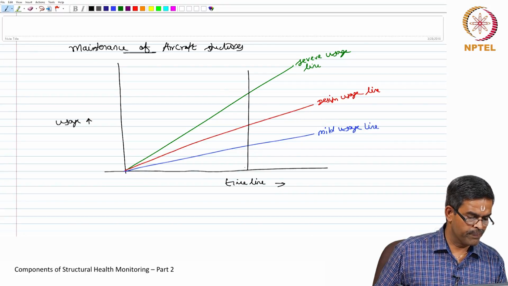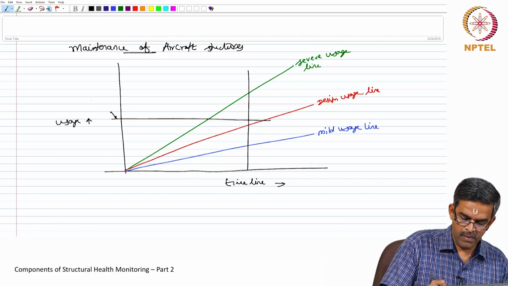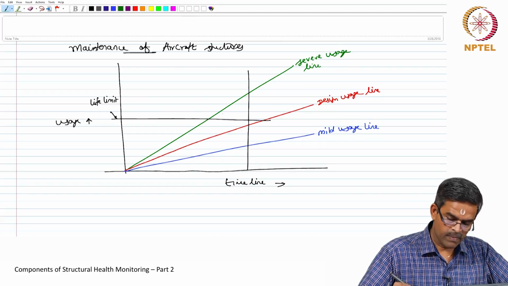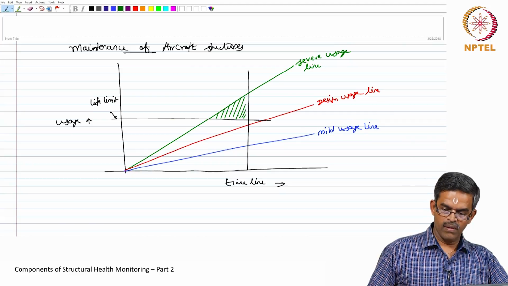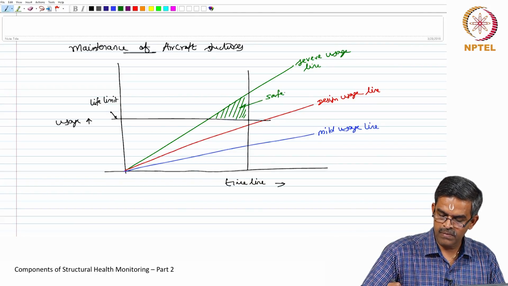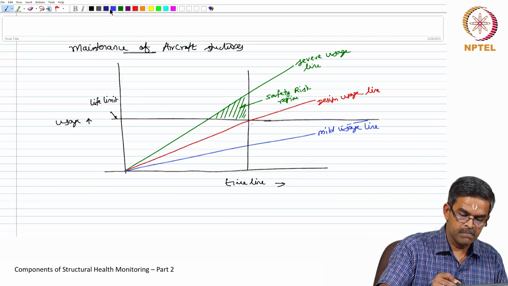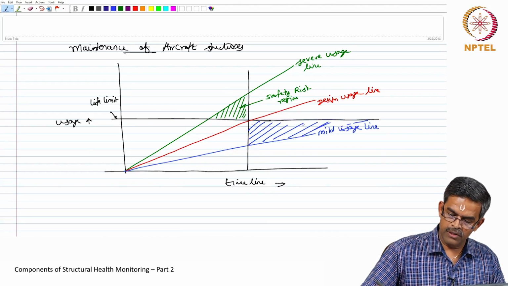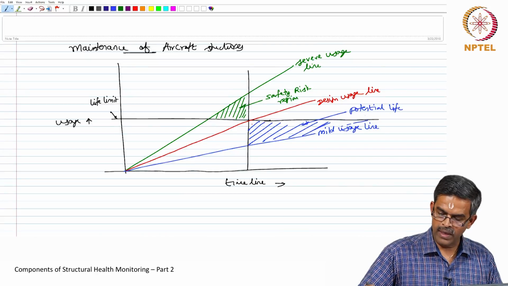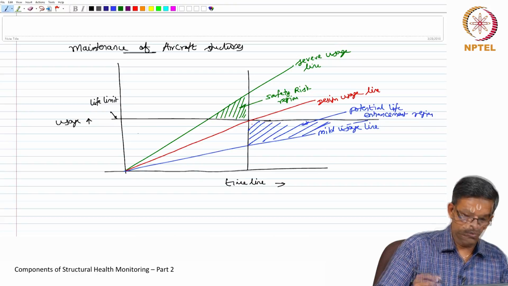If you look at the time scale and if you look at the life limit, then this portion clearly shows safety risk region. This line should pass through, then this region clearly shows potential life enhancement region. This area shows the design life region.